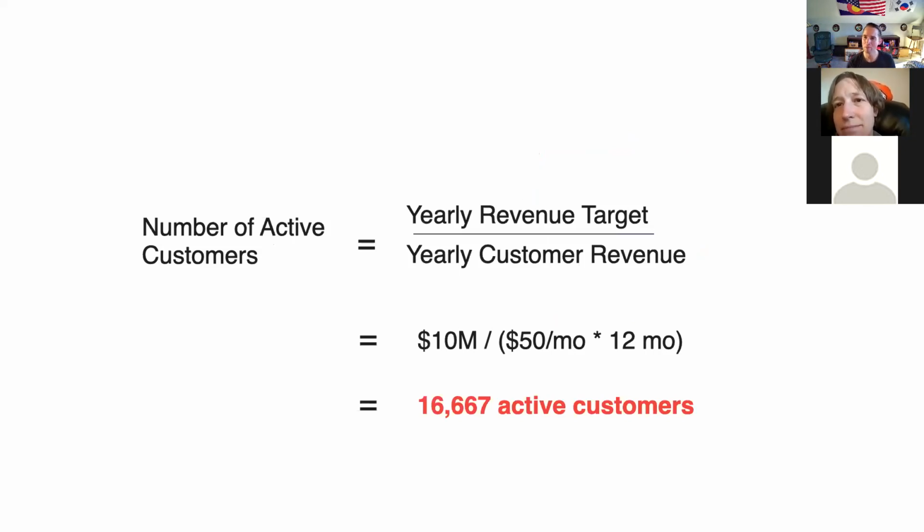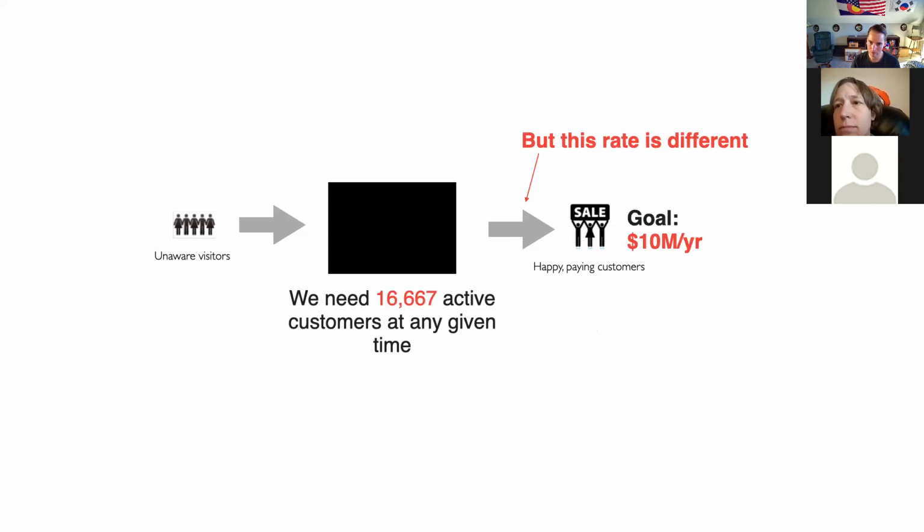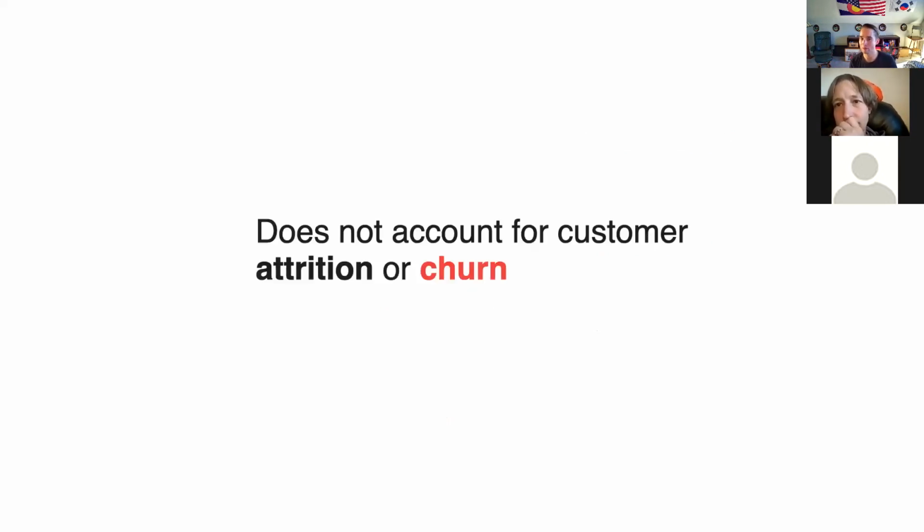Let's think about this. How many actual paying customers do we need at $50 a month to have $10 million in a year? My yearly revenue target divided by yearly customer revenue: that's 16,000 customers at any given moment that we need to be making $10 million. The problem is that we need to be constantly creating new users. We can't just say we need 16,000 and then we're done, because it doesn't account for how many people are leaving.